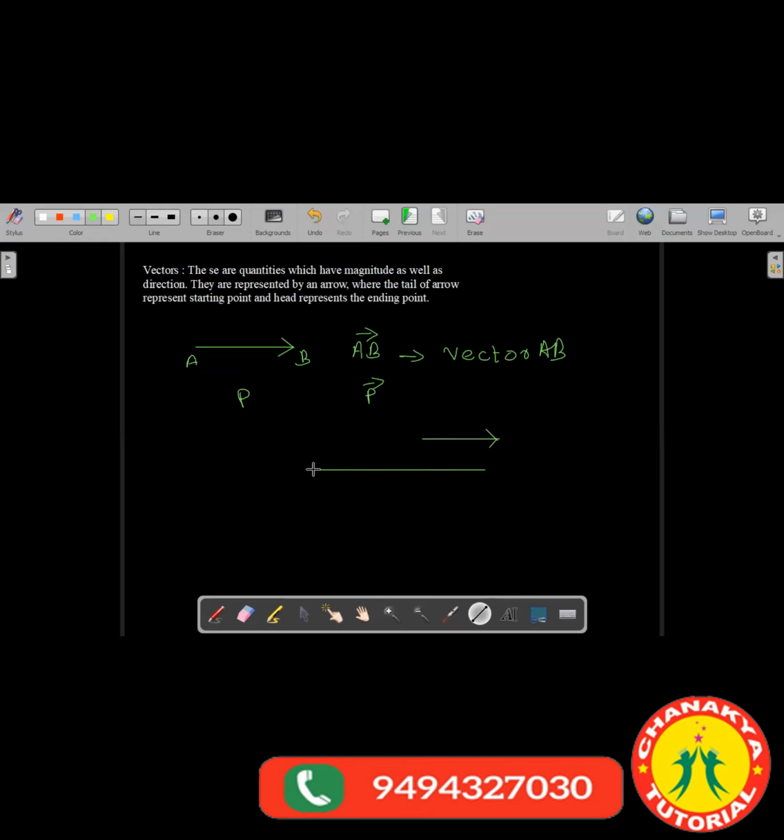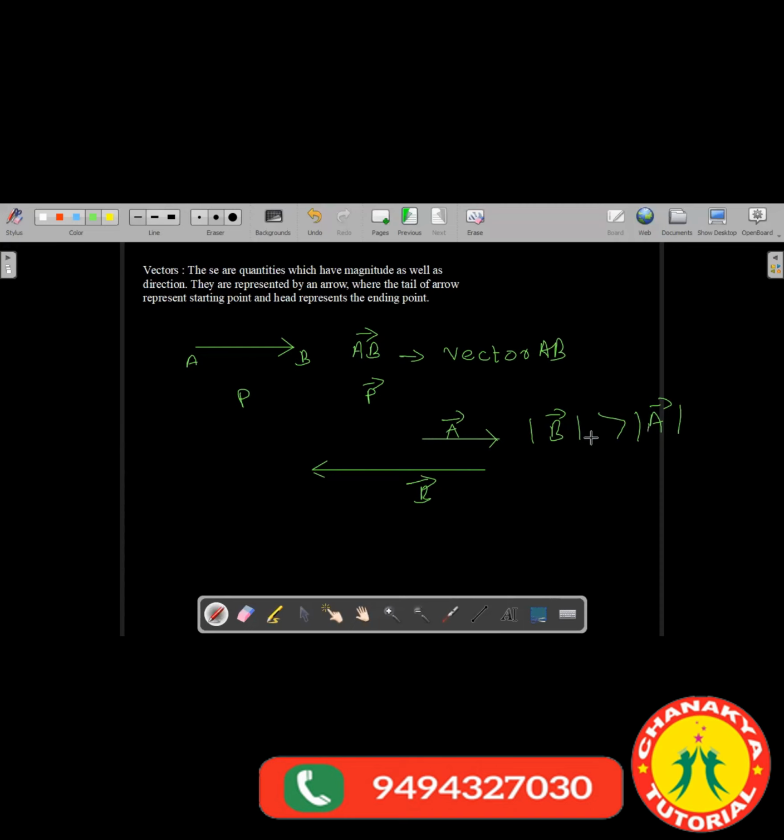suppose I have two vectors, let this be the vector A, and let this be vector B. What I observe here is that vector B is greater than vector A. I can compare that the magnitude of vector B is greater than the magnitude of vector A. This is how we write the magnitude. We write these vertical lines, which indicate the magnitude of the vector. So this is the magnitude of vector B, and this one is the magnitude of vector A.